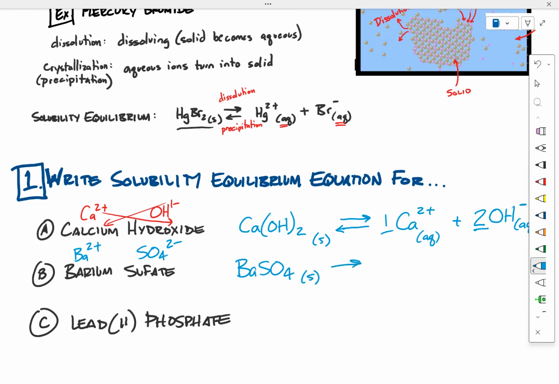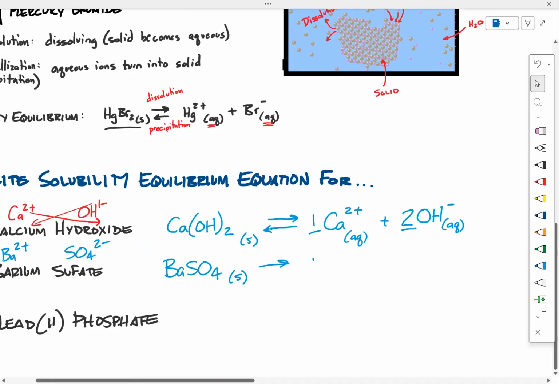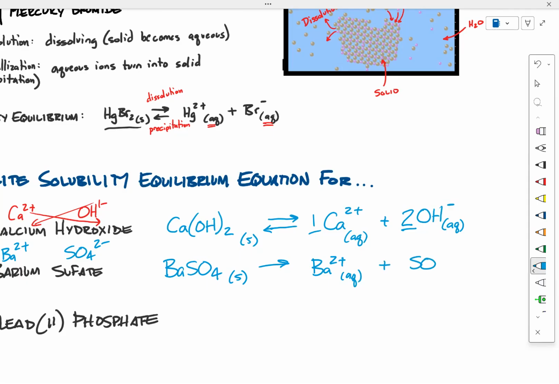Show it dissolving by breaking it into a barium ion that's aqueous and a sulfate ion. Note that the polyatomic ions do not break apart. They stay together. OH stayed together. SO4 with the 2- charge, that stays together. There we go. This one, we don't really need coefficients, but if you want coefficients, you'll note that there's one of each of those. This one doesn't make as many ions.